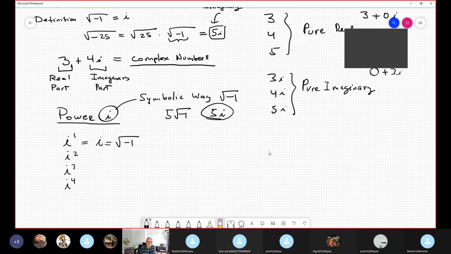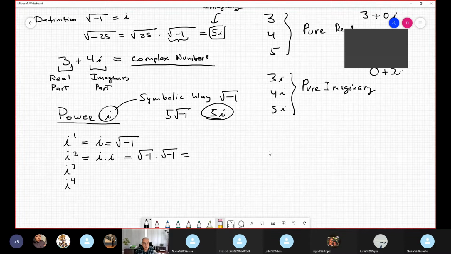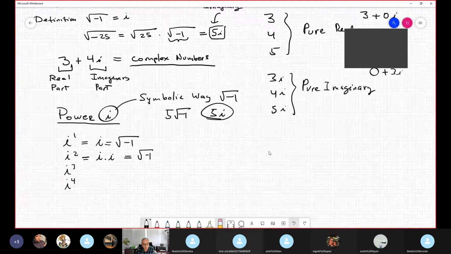Okay, so what about i squared? Look at that. i squared is i times i. And who is i? It's the square root of negative 1. And the square root of negative 1 times the square root of negative 1, you put together, is the square root of 1, which is 1. It's negative, sorry. No, not like that. This is wrong. It's the square root of negative 1 squared.